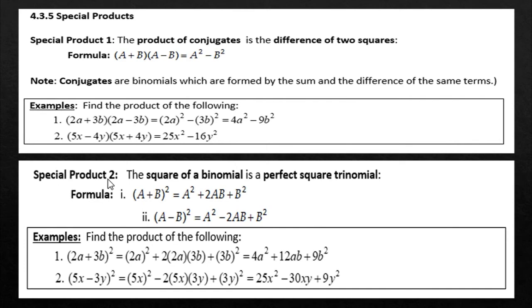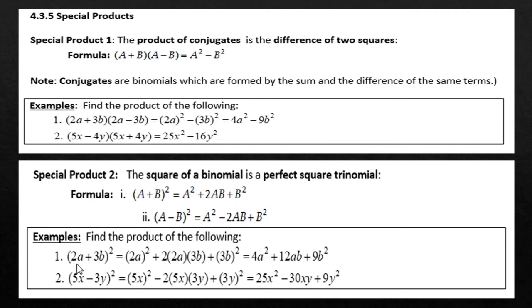Then, we have special product 2. The square of a binomial is a perfect square trinomial. So, kung square na to ang binomial, perfect square trinomial ang resulta. So, we have this a plus b squared that is equal to a squared plus 2ab plus b squared. Then, another we have, kung minus pod, a minus b squared, the answer would be a squared minus 2ab plus b squared. Examples, find the product of the following.